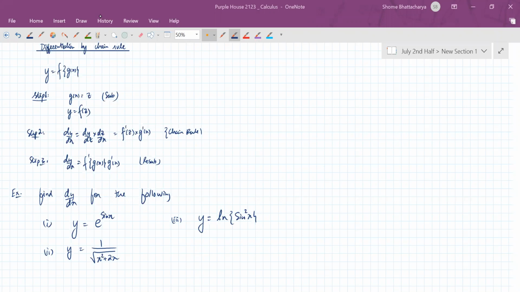Yes, what is the question, beta? Can you please read what you have written in step 1? Gx is equal to z. That's the substitution step. Okay, thank you, sir.